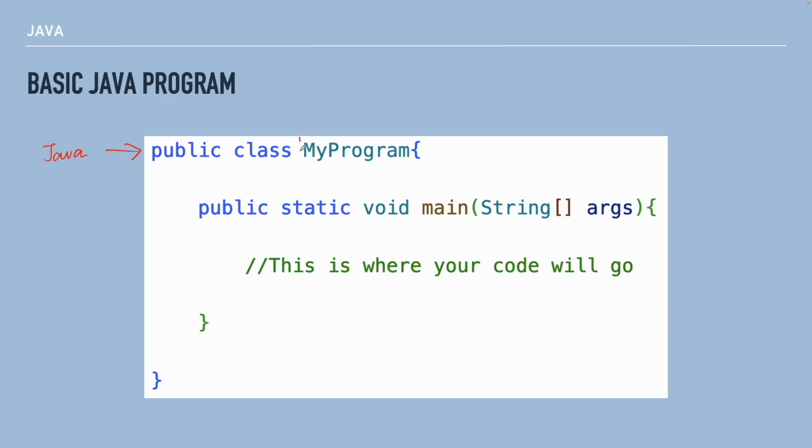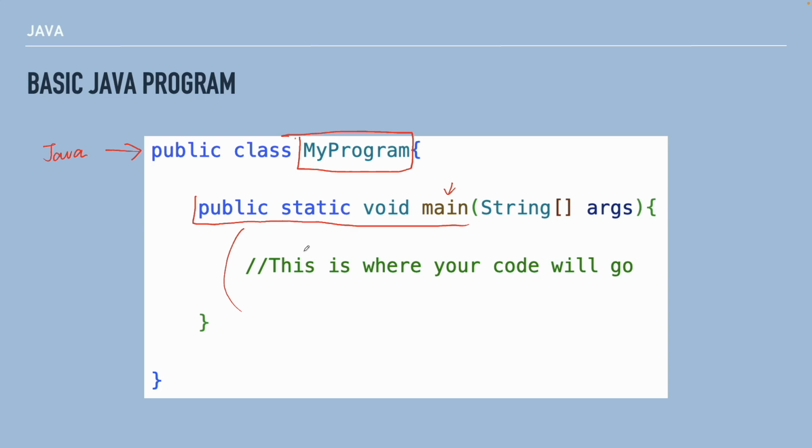Now, the class name is the name that you give your program over here. So your main program is going to be called my program. And then inside we have what's called the main method. We'll talk about methods in a later video. But every single Java program that you want to execute must have a main class and a main method. And this method will contain all of the different statements that your code will go in.